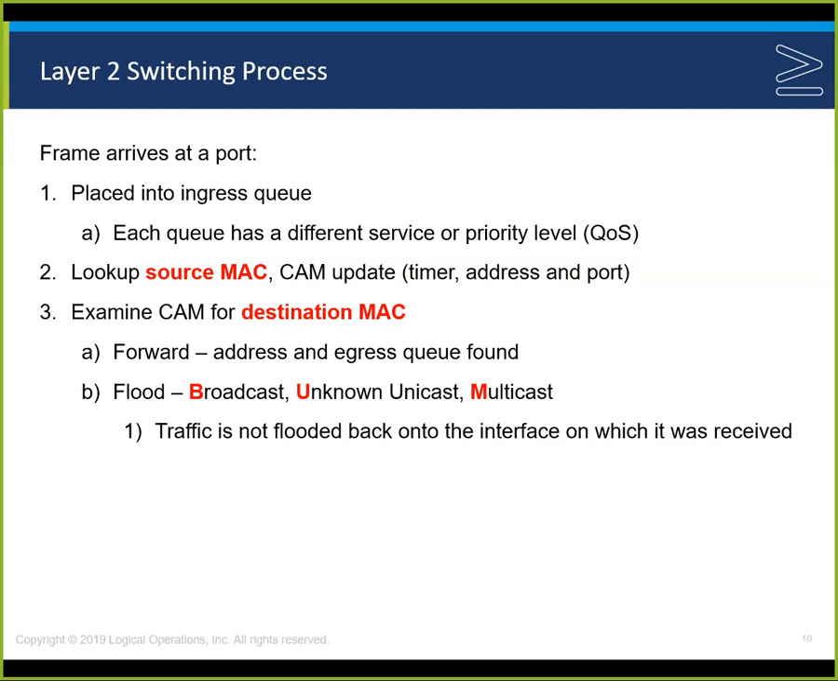The broadcasts are always going to be flooded out because a broadcast by definition goes to everything that's on that IP network. So it's going to flood out or broadcast out or forward out all of the ports, except again the port that it came in on when we do these things. Multicast addresses are also going to be flooded for these things. It's not flooded back onto the interface on which it was received, all the ports except the port that it came in on. Security and quality of service access control lists are applied.